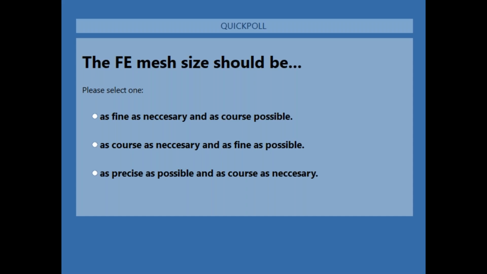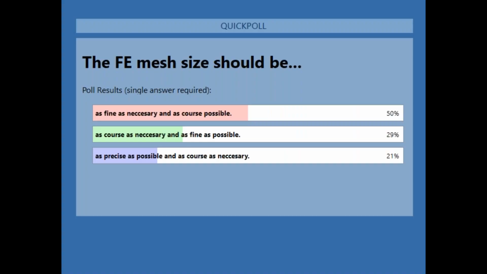All right, so let's take a look at the results. So the statement is the FE mesh size should be, and the first option is as fine as necessary and as coarse as possible. Then as coarse as necessary and as fine as possible. And the last option is as precise as possible and as coarse as necessary. Now this is a little bit of a brain teaser, but the first option is the correct option, which is as fine as necessary and as coarse as possible.